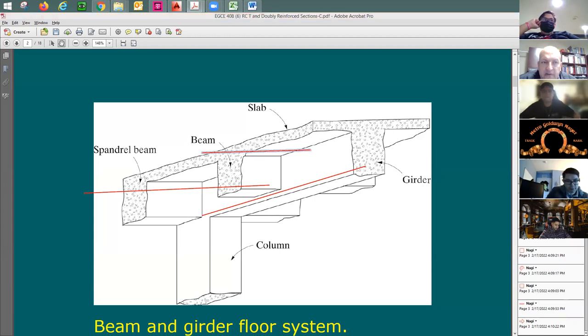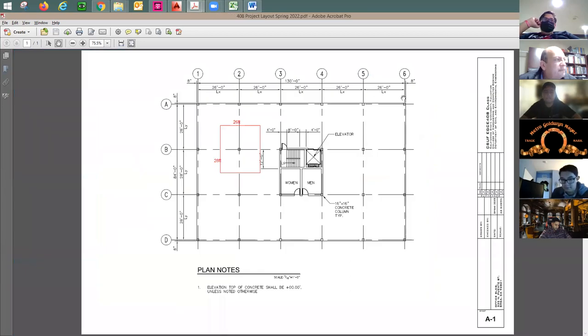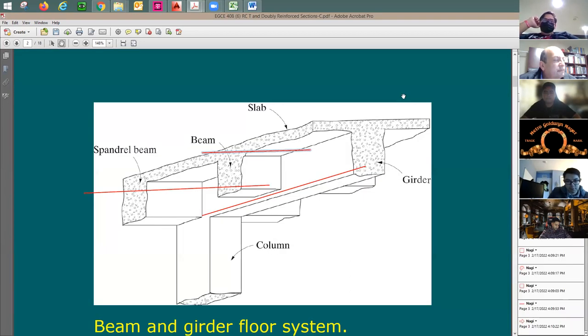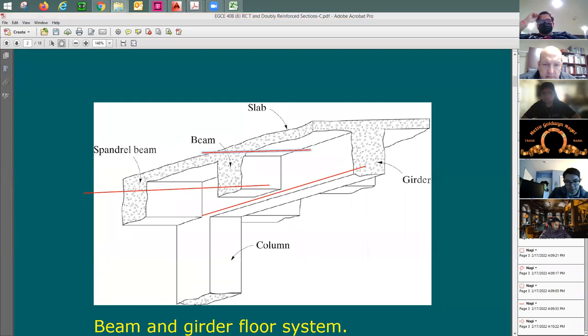Let me look for another thing that I want to show you. Okay, so some parts of the beam are going to be in tension on the top just because of where the loads are placed. And then we just need to reinforce it at the top of the slab rather than the bottom. Yeah, I'm gonna show a good example of that.